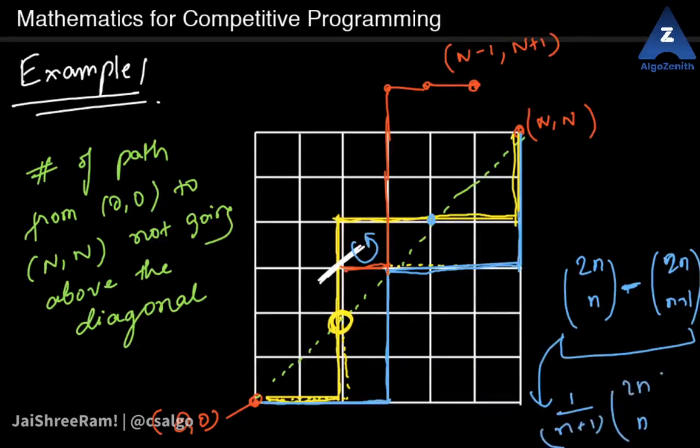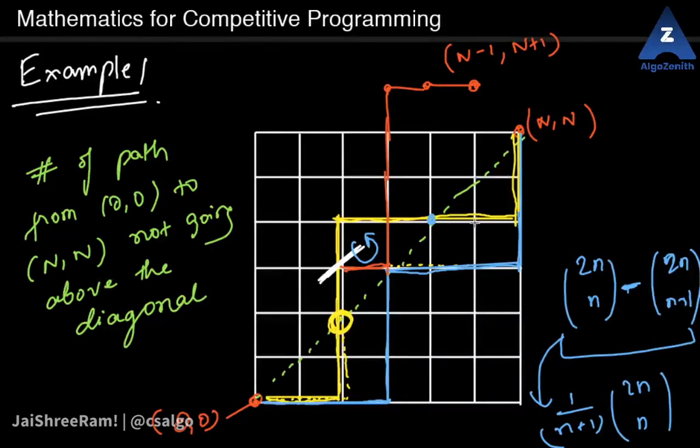So this is the combinatorial meaning of the Catalan number. If someone asks you to count the number of paths that are consistently below this diagonal, that is nothing but the Catalan number.